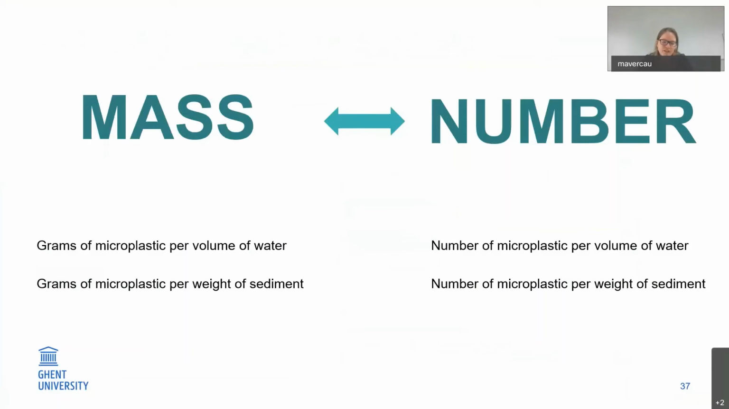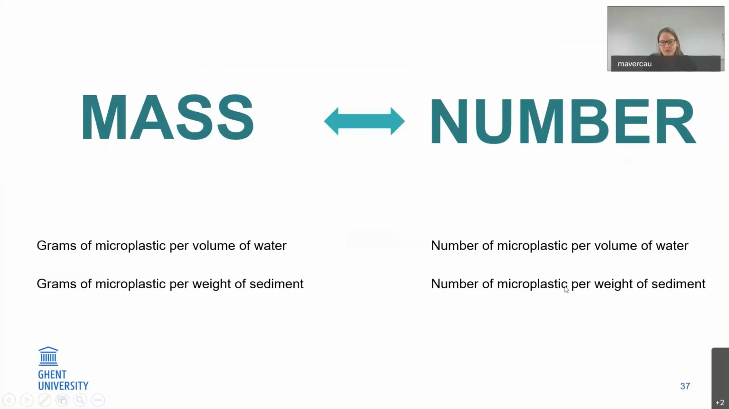One big difference that depends on the technique you use is the reporting unit. You can report the plastic pollution in mass, so grams of microplastic per volume of water, or you can report them in numbers. When we move down to the nanoplastics and look at the evolution in analytical techniques now, we see that there has been a shift towards mass-based analytical methods, and we kind of move away from the number of particles.